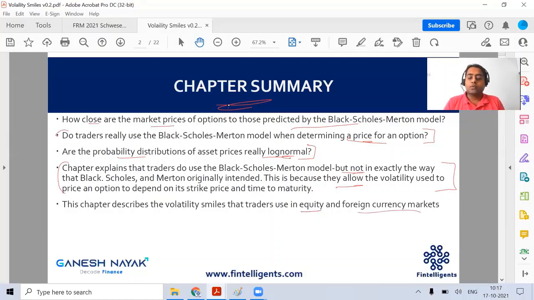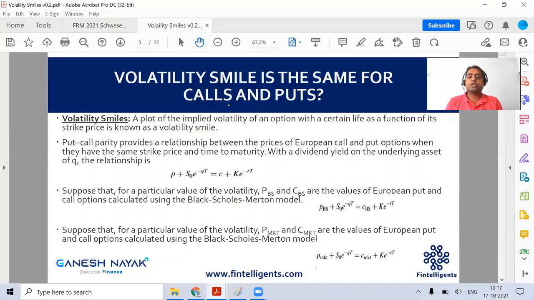So if you go to the first section of this chapter, they're talking about volatility smiles for call and put. Now, what exactly is this volatility smile? I'll talk about this in a few minutes. But before that, we are going to look at the put call parity.